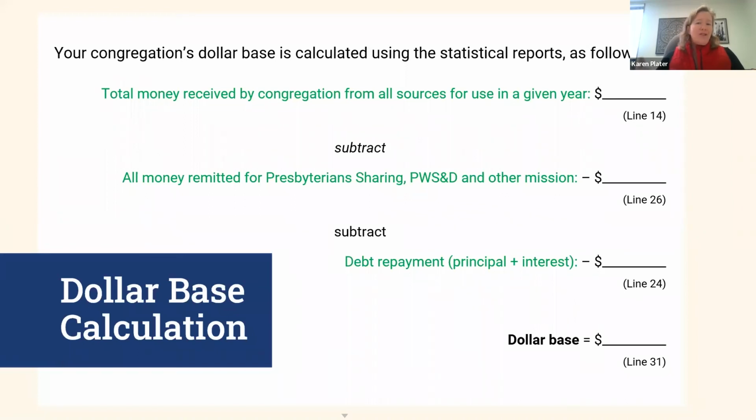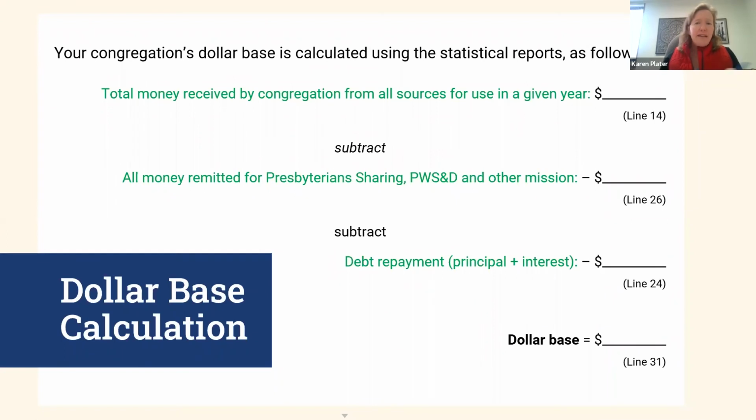There's not really a church identity that you've got, that this is exclusively St. Andrew's, Heathcote Presbyterian Church's mission and ministry. It's something we've done collectively. And then you also get to subtract any debt repayment that you've made. So if you make any debt repayment, whether it's repayment of loans that came from the government or loans from the bank, both the principal and interest, you can subtract those. And that's going to give you your dollar base.